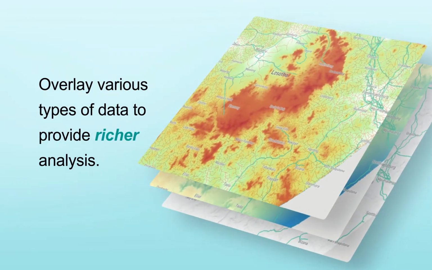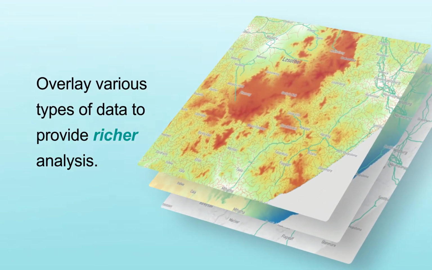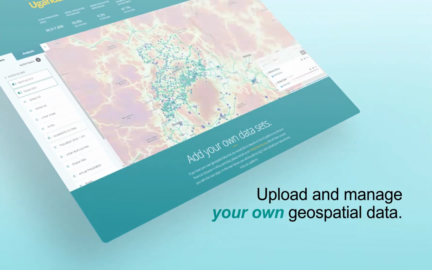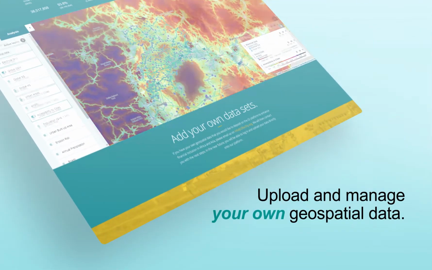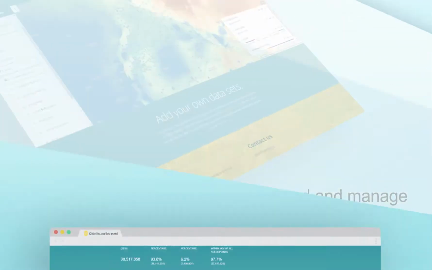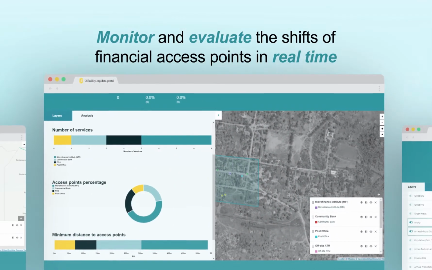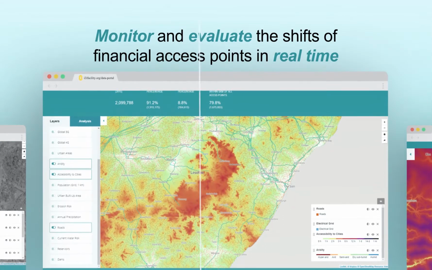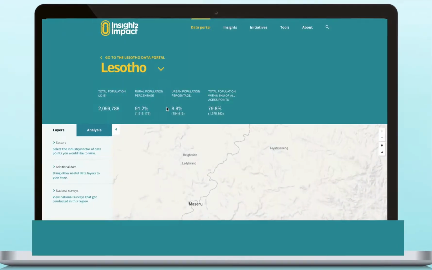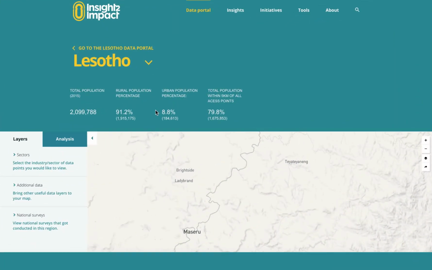You can overlay various types of data on our map to provide rich analysis. You can also upload and manage your own geospatial data on the interface on the portal. This provides a great resource for financial service providers and policymakers to monitor and evaluate in real time the shifts of financial access points. So, let's look at the ways you can use this new interface on the portal.